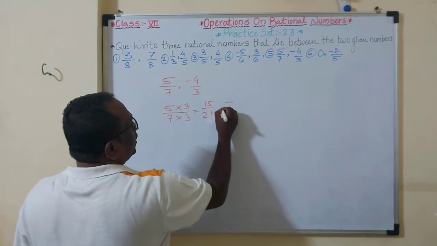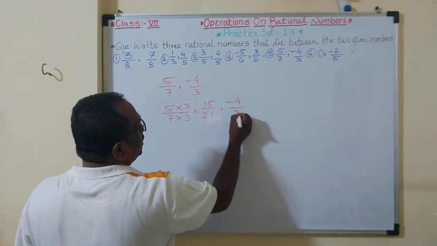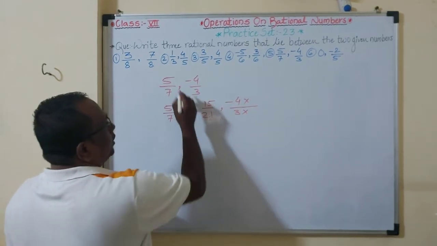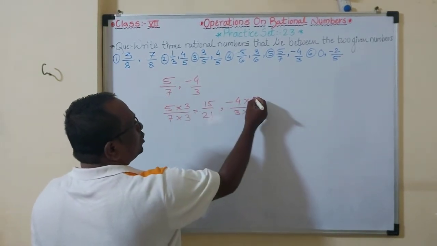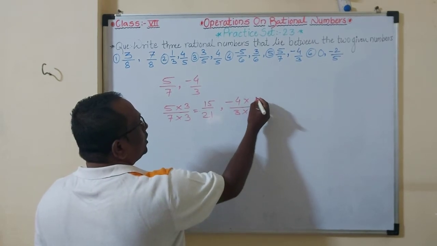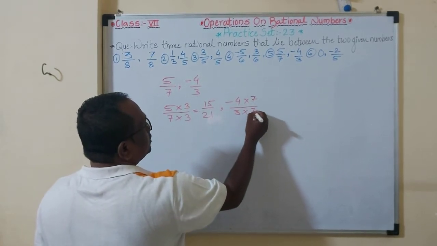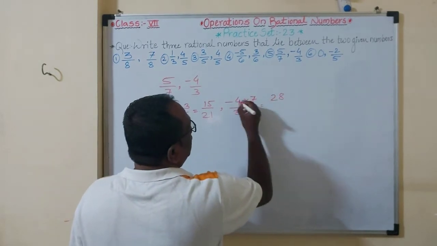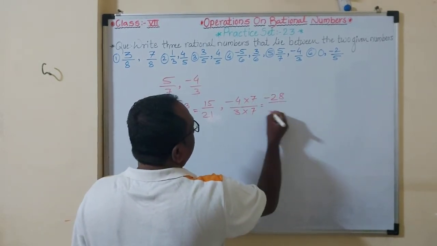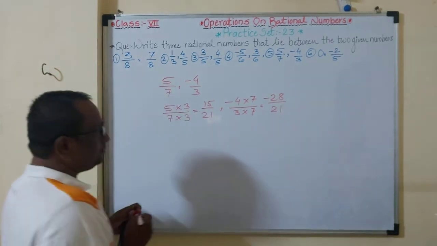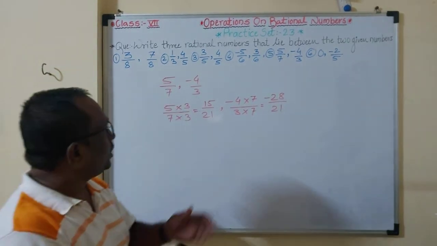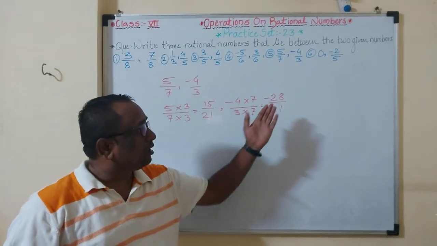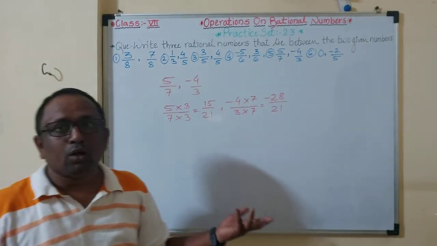Then write the second fraction, minus 4 upon 3, and multiply both numerator and denominator of the second fraction by the first fraction's denominator, 7. So 7 4s are 28, but minus 28, and 7 3s are 21. Now students, 15 upon 21 and minus 28 upon 21.